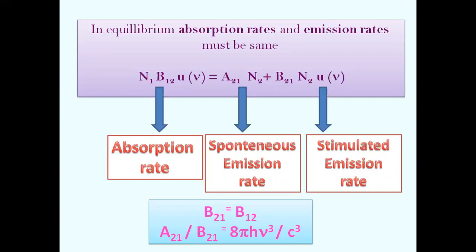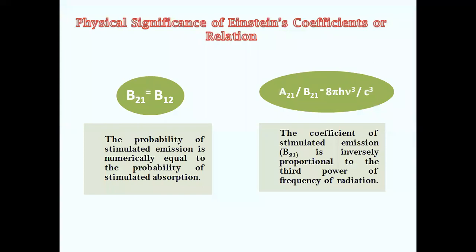B12 stands for the transition of atom from energy state E1 to E2, and A21 represents the transition of atoms from the energy state E2 to E1. So the first relation, that is B21 is equal to B12, signifies that the probability of stimulated emission is numerically equal to the probability of stimulated absorption.